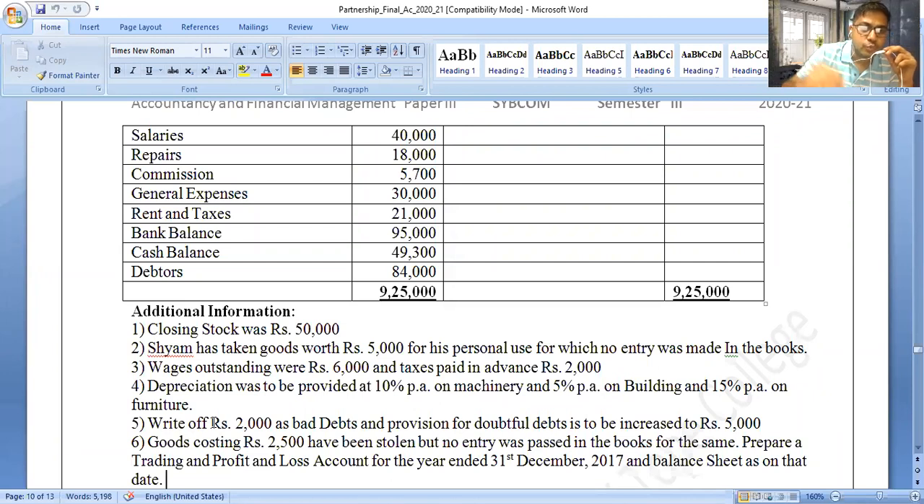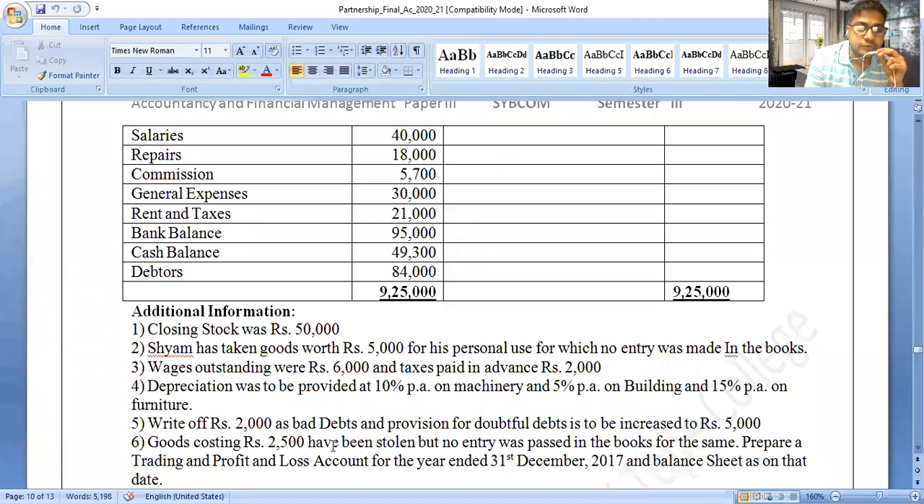Write off means to remove 2,000 as bad debts. Whenever the bad debts are removed, it is less from debtors. And the second effect that we have to give is 2,000, profit and loss account debit side. It's a further bad debts. And the provision for doubtful debts is to be increased to 5,000. It is a new RDD. Less from debtors, and second effect add to further bad debts.